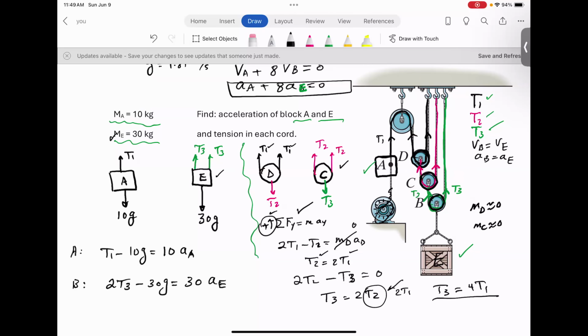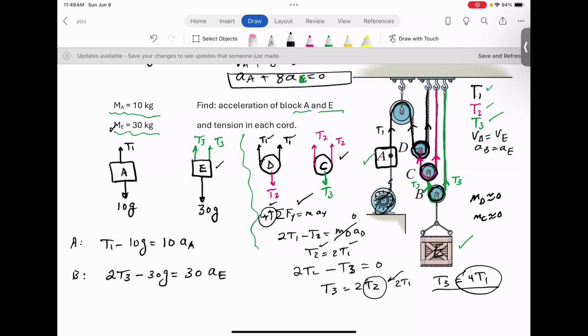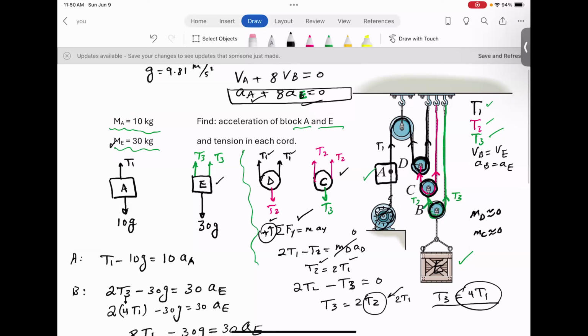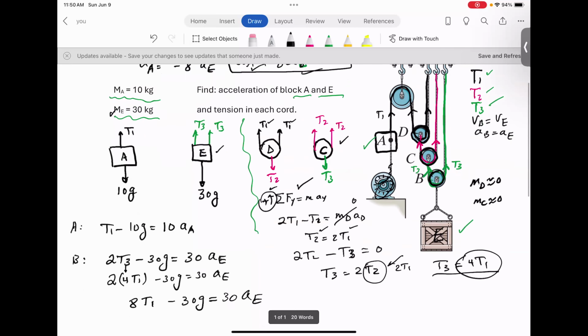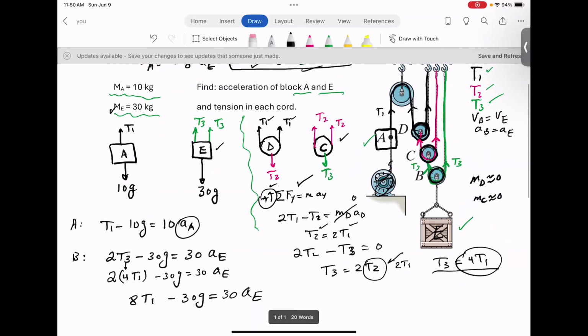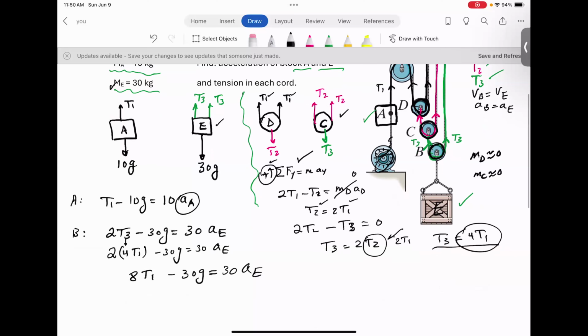All right. So now look, guys, I have T3 equal to what? 4T1. So I can change this to 4T1 minus 30G equal 30 acceleration of E. So this equation becomes 8T1 minus 30G equal 30 acceleration of E. Now, I also have a relation between acceleration of A and E, right? In other words, you can say acceleration of A is negative 8 times acceleration of E, right? So look, I can now replace this acceleration of A by negative 8 acceleration of E.